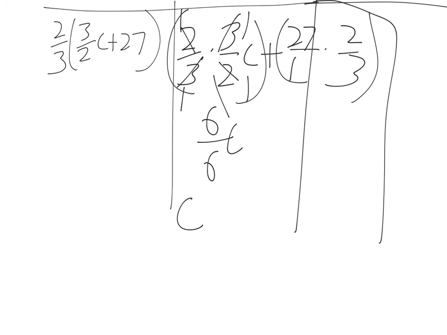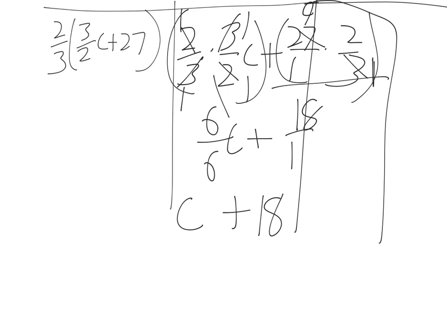And then over here, 27 over 1 times 2/3, you can cross-cancel this. 3 goes into 27 9 times. 3 goes into 3 once. 9 times 2 is 18. 1 times 1 is 1, so it ends up being 18 over 1. And then it ends up being c plus 18.